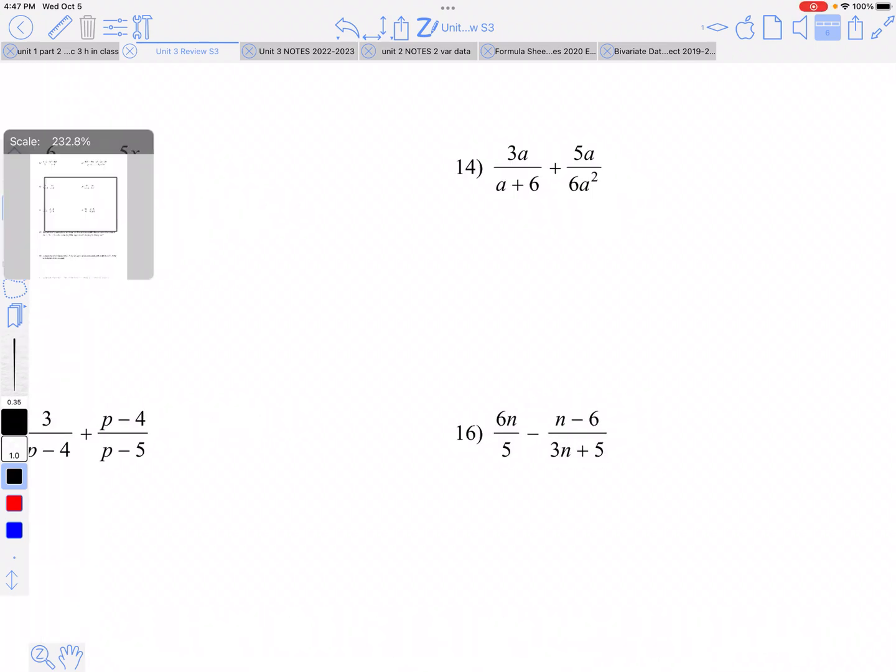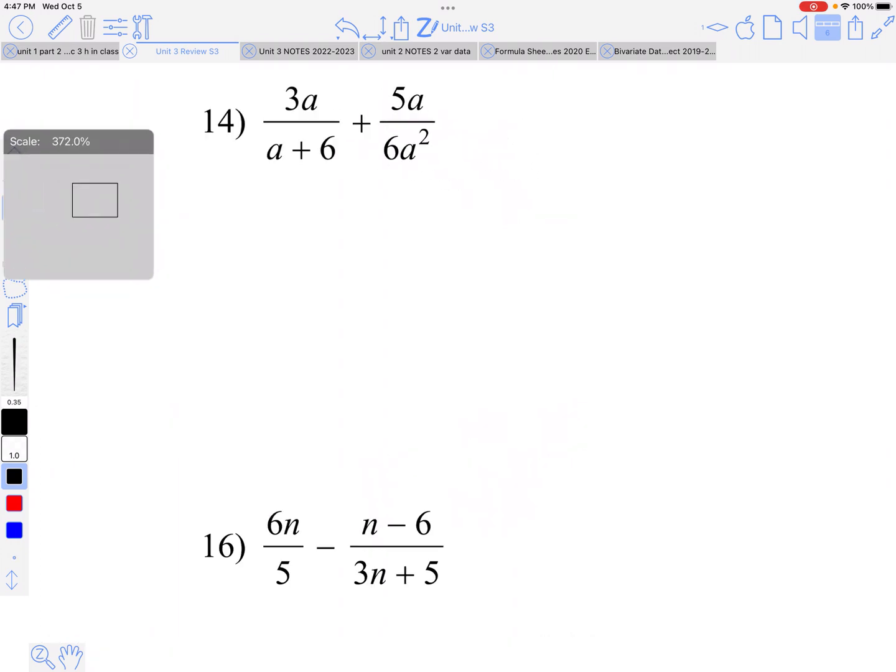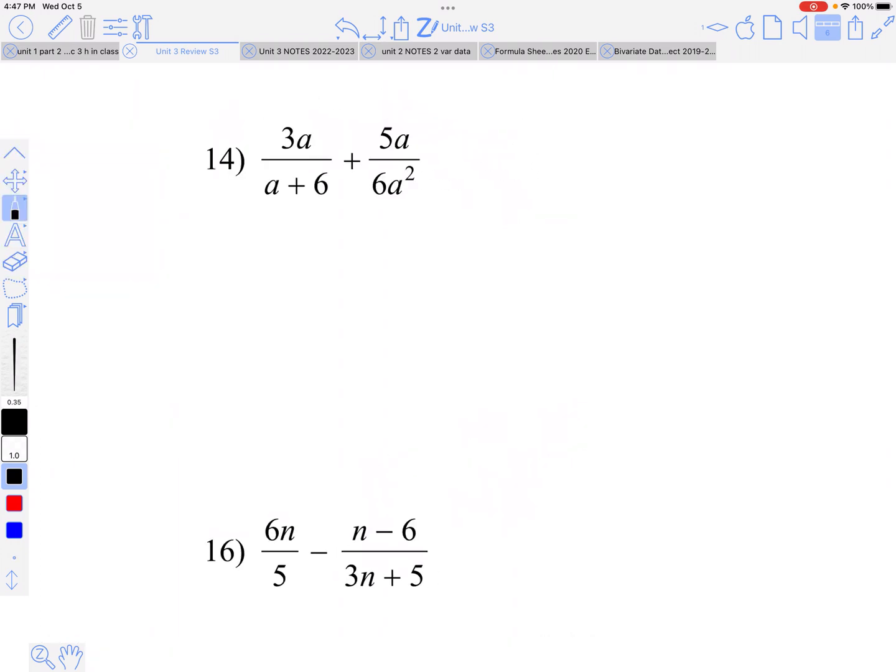13 through 16 cover topics that we talked about, if you want to look back at the 3.3 notes or 3.3 homework. I'm going to do 14 and 16 here, so an addition and a subtraction.